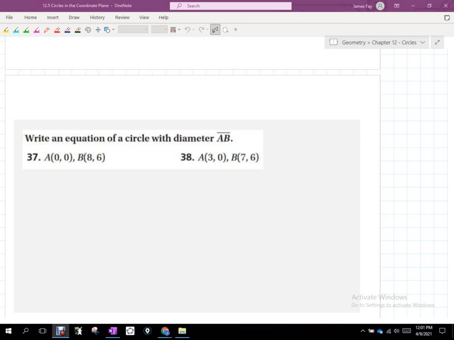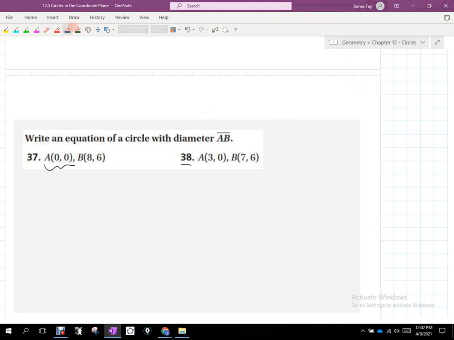Do the last handful of questions that are on that assignment. So I know I've got two here. It says write an equation of a circle with diameter AB. I think this one, 38, is a little bit more difficult because it doesn't incorporate the ordered pair 0, 0. So I want to do 38 because it's probably going to be more realistic to what you'll see on your homework.